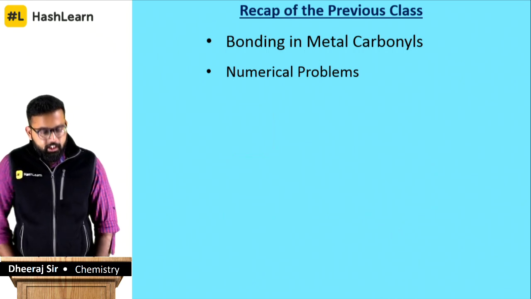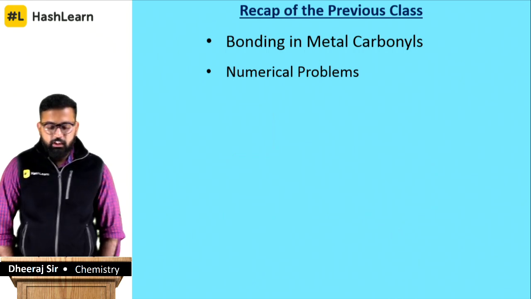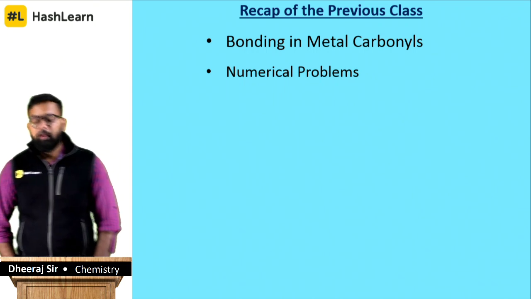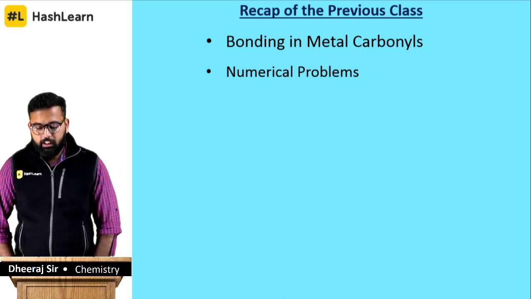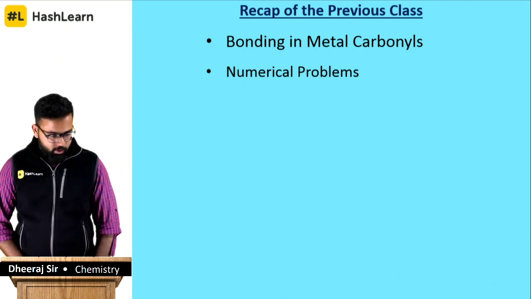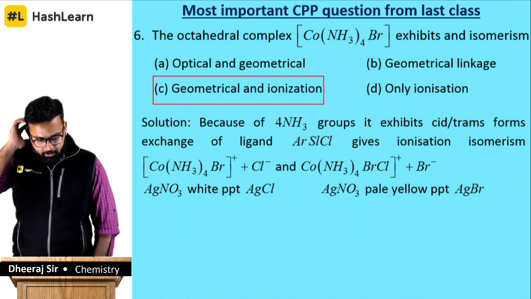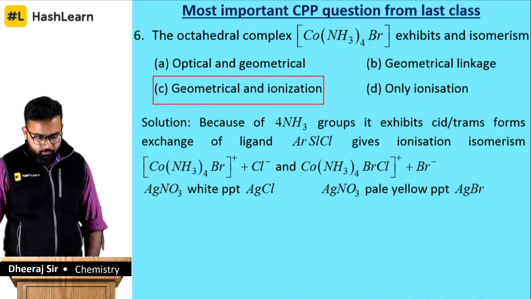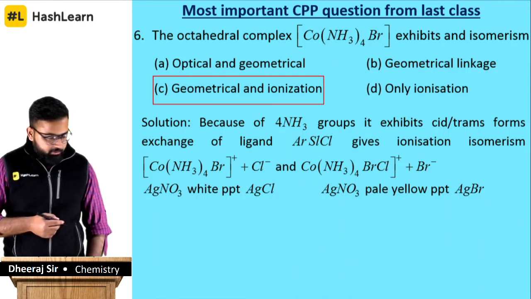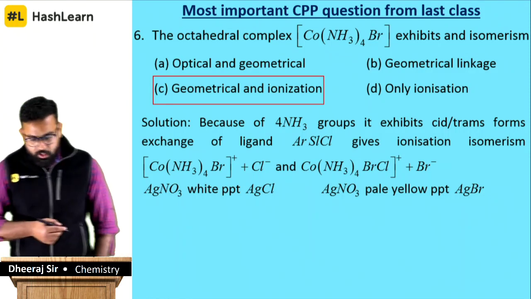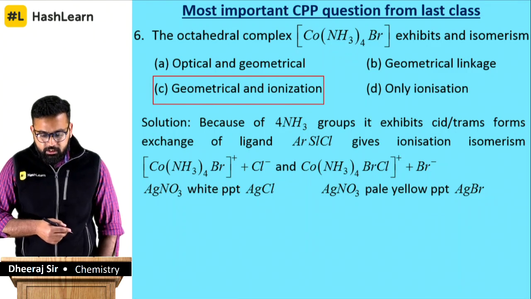Proceeding, the recap of the previous class: we looked at bonding in metal carbonyls, some MCQ aspects of metal carbonyl bonding, and apart from that we looked at various other problems as well. And to talk about the CPP question that I had picked up for you from the list of questions that I had given to you, the octahedral complex [Co(NH3)4Br2]+ exhibits isomerism.